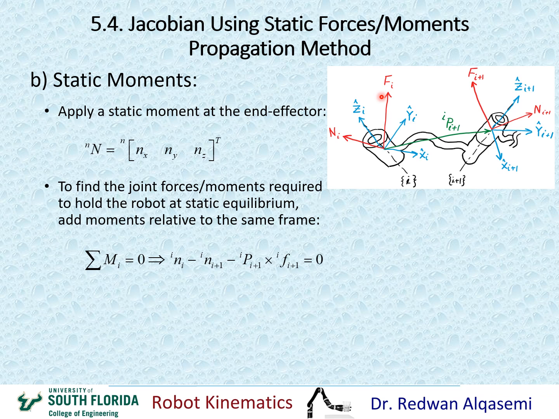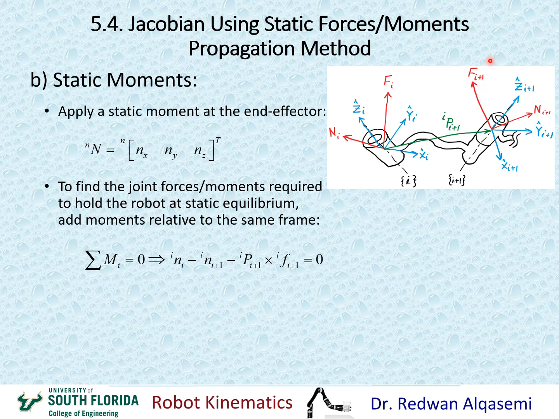Now we look at the forces that are acting on frame i. The moment due to this force Fi is 0 because the distance from Fi to frame i is 0. It's going straight through the reference frame. And then the moment of Fi plus 1 is acting here on frame i. So this is going to be Fi plus 1 crossed with Pi plus 1 relative to i. And that would give me the moment of Fi plus 1 acting on i.